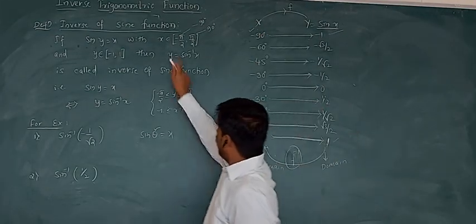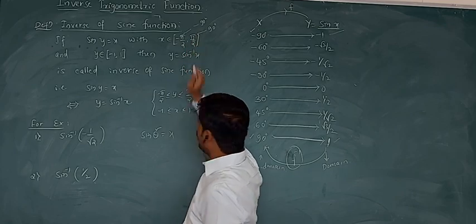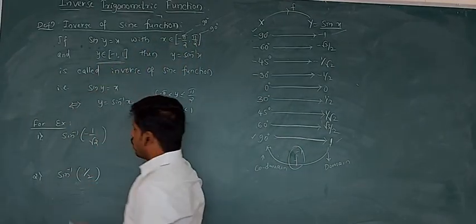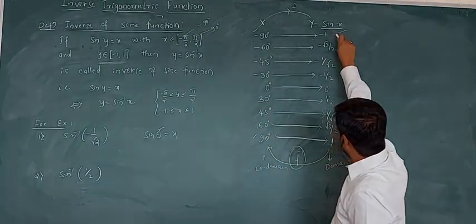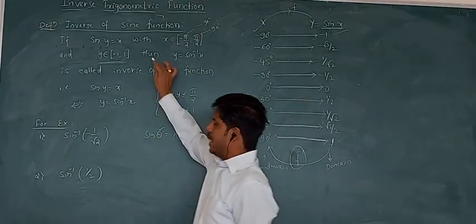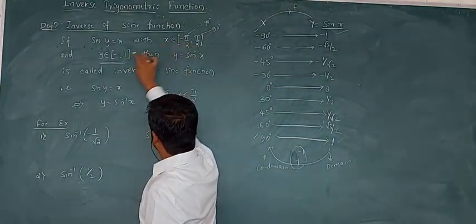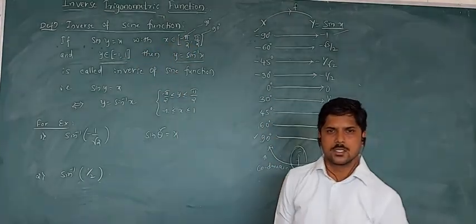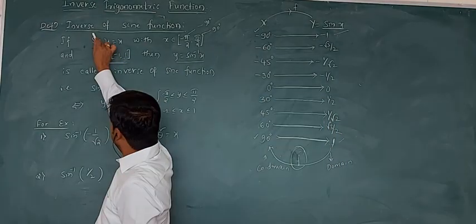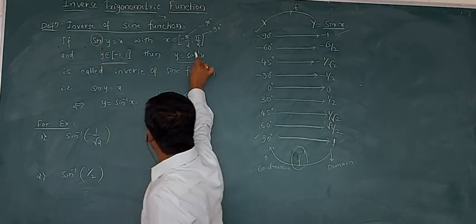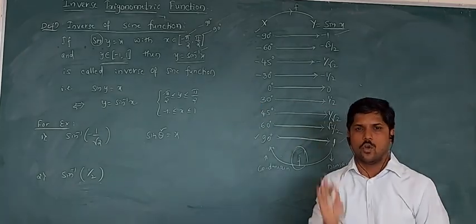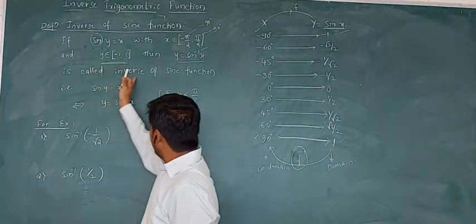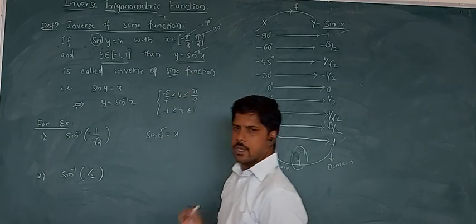Therefore, one variable belongs to minus pi by 2 to pi by 2 and the other belongs to minus 1 to 1, because our range is minus 1 to 1. So in these two conditions the inverse exists, that is, y equal to sine inverse x. Here sine is on the LHS, here sine is on the RHS. Therefore y equal to sine inverse x. This is called the inverse of the sine function.